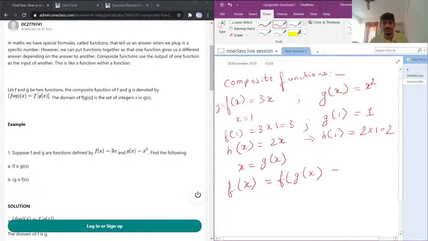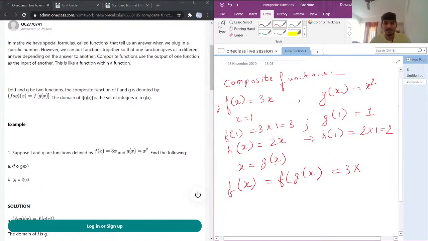What we have to do on the RHS, because this was only for the LHS. For the RHS, here we had x equal to 1, so we put 3 into 1. So again, here we will write 3 into, now that x is g of x.